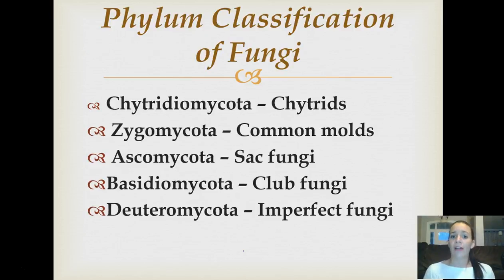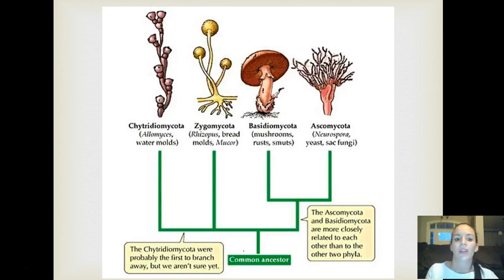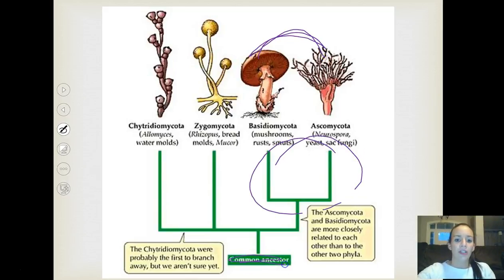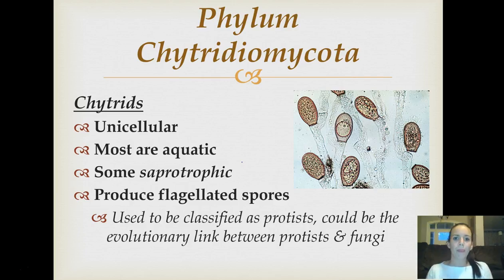So let's look now at the classification of fungi. So there are 5 major phylums or phyla that we're going to talk about, and we'll get into each one of these and just some examples as well. So here's a look at the ancestry of them. As you can see, basidiomycota and ascomycota are the 2 most recent species, and they all share a common ancestor with zygomycota and chytridiomycota. So first up is phylum chytridiomycota.